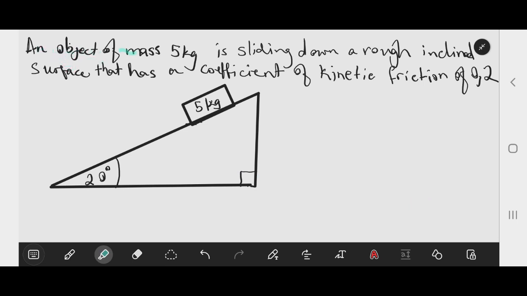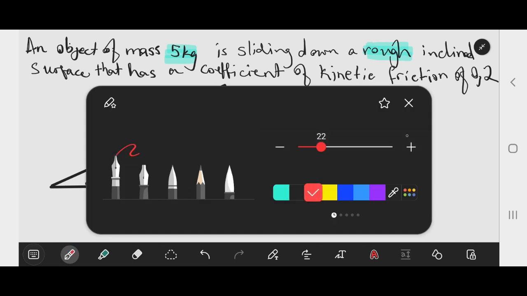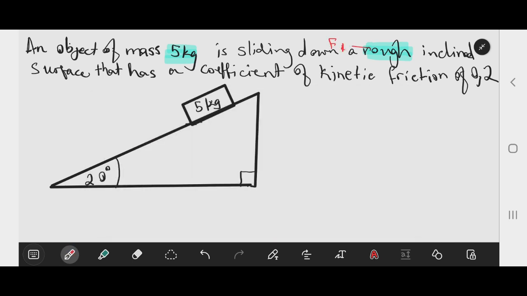The instruction says an object of mass 5 kg is sliding down a rough inclined plane. If it is a rough inclined plane, then it means we have friction. We have kinetic friction since the object is sliding down, it is moving. And the surface has a coefficient of kinetic friction of 0.2. So it means the coefficient of kinetic friction is equal to 0.2.